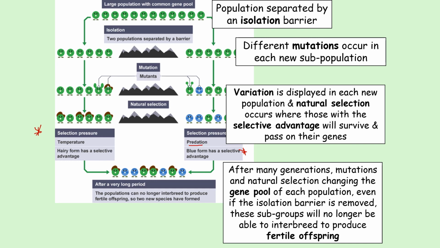and the blue have the selective advantage, so the blue are going to become more and more frequent. So after a very long period of time, after many generations, the mutations and natural selection changing the gene pool of each population, even if the isolation barrier is then removed, these subgroups will no longer be able to interbreed to produce fertile offspring. So two new distinct species have been formed.